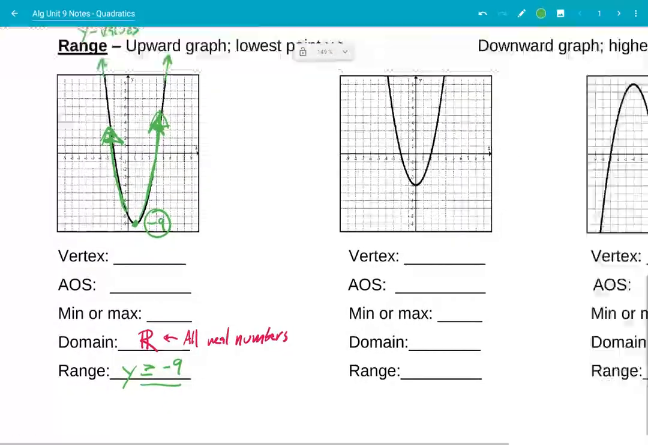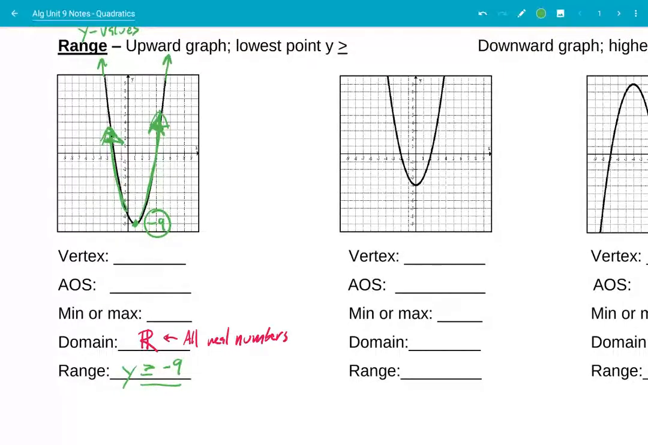So let's continue with this graph here, and let's fill in the rest. Minimum or maximum? Well, that's the lowest point, so that's a minimum. The axis of symmetry, let's see, that goes right here. You can just trace a straight vertical line through the vertex. That's at 1, so the axis of symmetry is x equals 1. And the vertex, well, that was at 9, and 1, so that's x, y is 1.